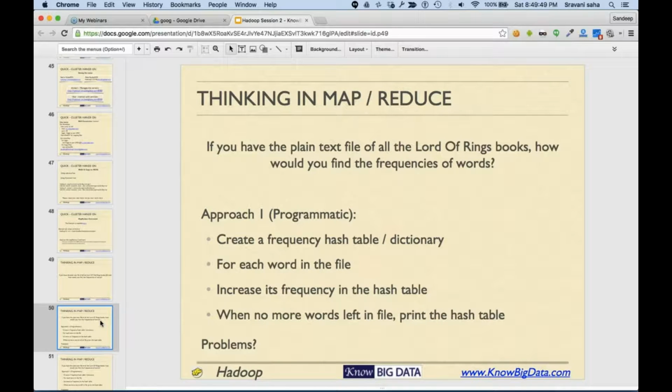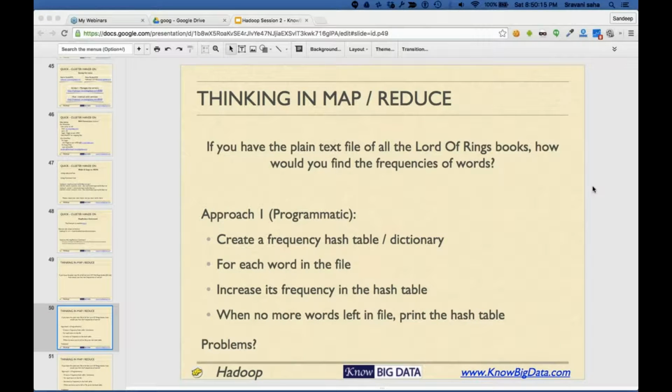Initially this dictionary will be empty, and as we iterate through the words, we will keep on looking for each word in the dictionary and keep on updating or incrementing its value. So the key in the dictionary is the word, and the value is the number of times it has occurred. Initially the dictionary is empty, so all you do is first create an empty dictionary.